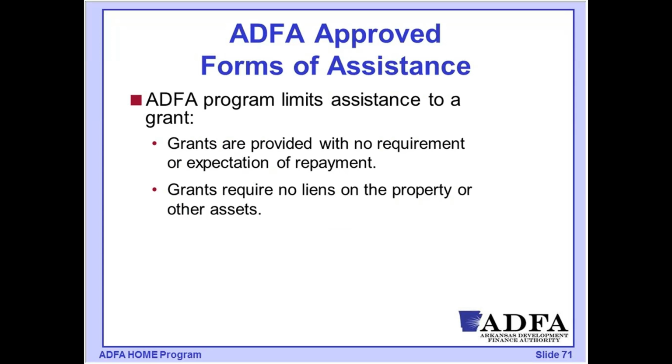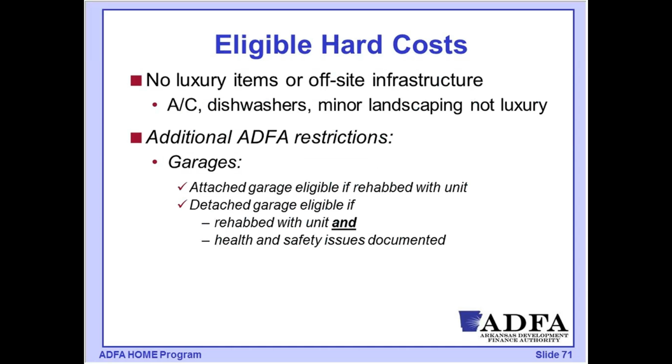Let's talk a little bit about the forms of assistance. The HOME program itself provides a lot of options on this. ADFA has selected for its homeowner rehabilitation program that these are going to be grants that'll be in place with no requirement or expectation of repayment. And so that keeps things very simple for you and for ADFA. It means that you do not have to place liens on the property or other assets and be able to track that over time, deal with payments. So it's very simple, going to be a grant-based program.